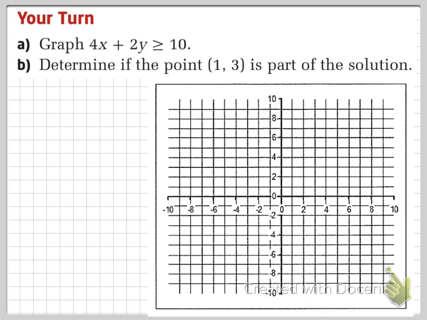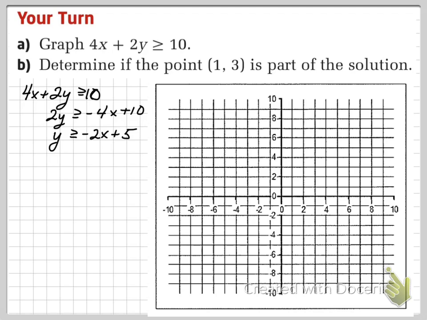Okay, here's your turn. Graph 4x plus 2y is greater than or equal to 10. You can stop the tape, take a moment, do it. Alright, let's correct. 4x plus 2y is greater than or equal to 10. That means 2y is greater than or equal to negative 4x plus 10. Y is greater than or equal to negative 2x plus 5.